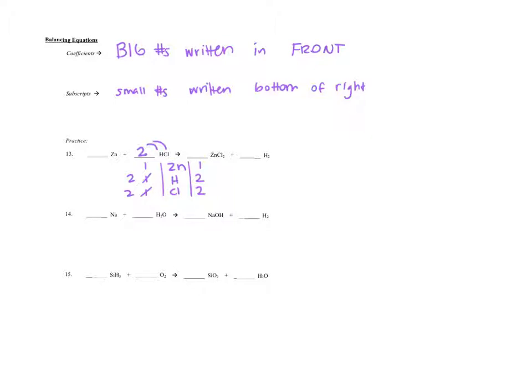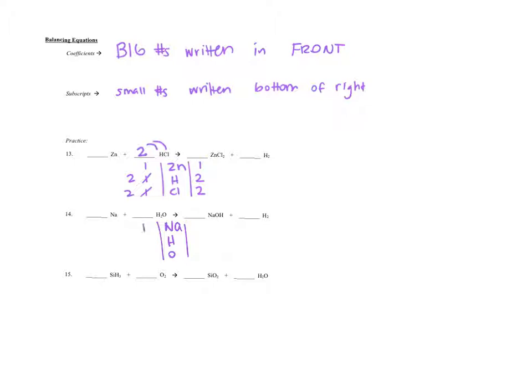You do not put anything on these lines. It's a 1. A 1 is understood. You do not write it. So to balance this equation, all I had to do was add a 2, a coefficient, in front of the HCl. That made my zincs even, my hydrogens even, and my chlorines even. So I'm going to move on to the next one. I see that I have Na, H, and O.